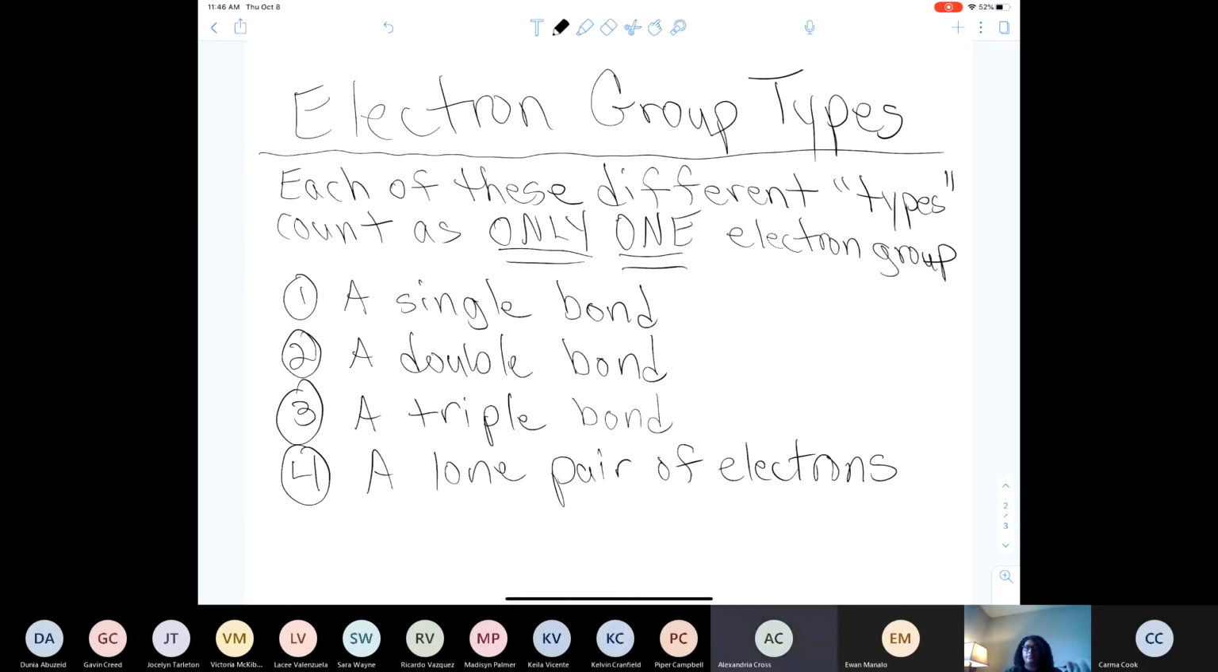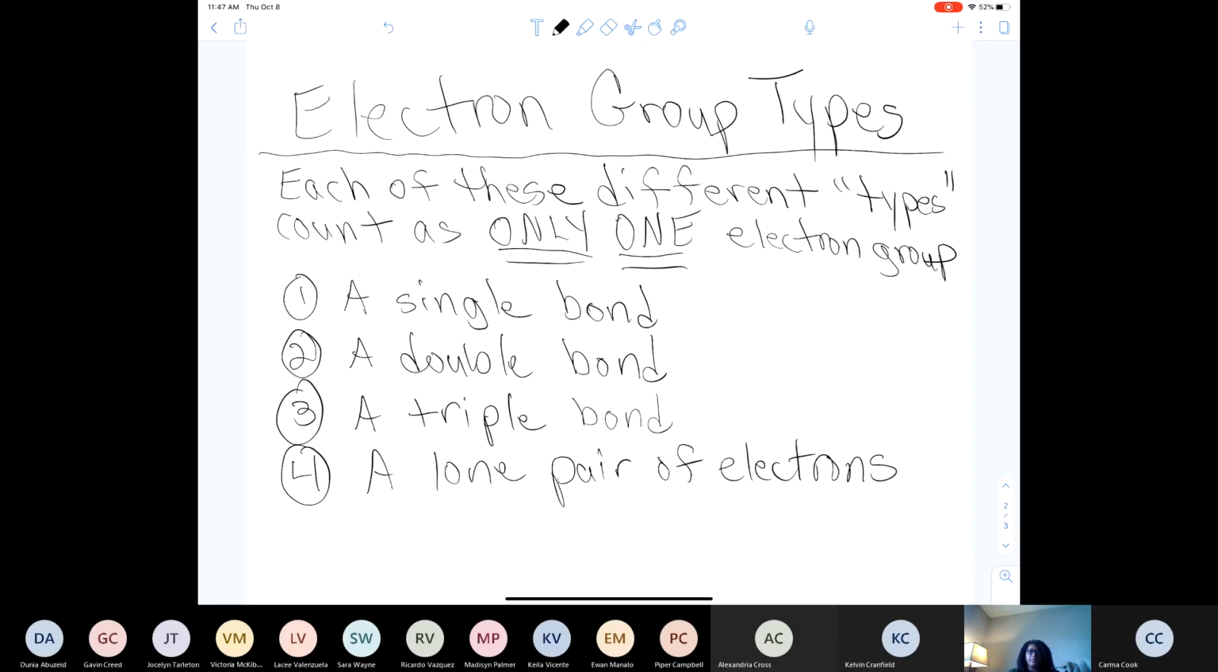So that means it can't be a single bond and a double bond. It can only be one or the other type. That is correct. So for methane, since it's all single bonds, how many total groups are around the central atom for question 4? Does that mean the answer is 1? No, the answer is 4. Each single bond counts as one group. So if there are 4 single bonds, there are 4 groups.